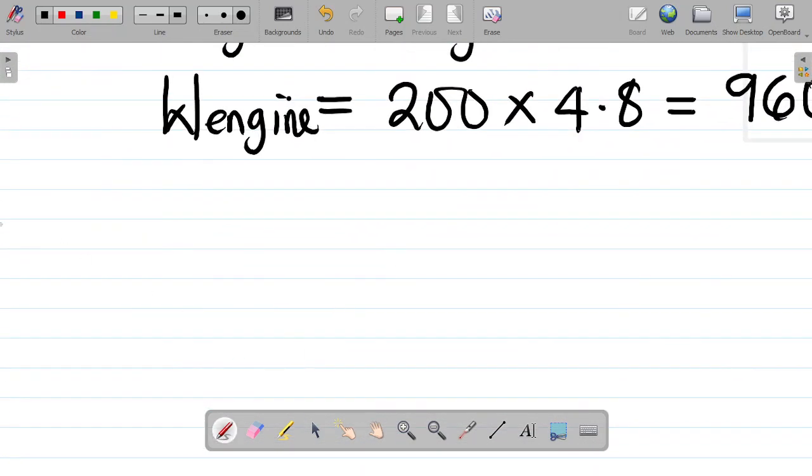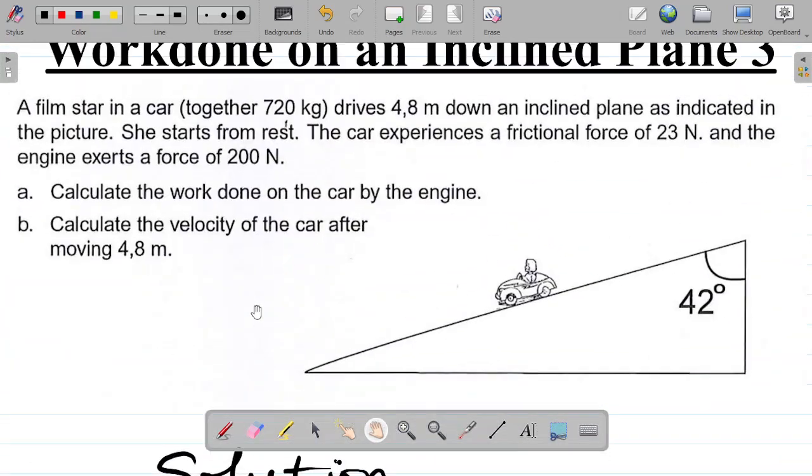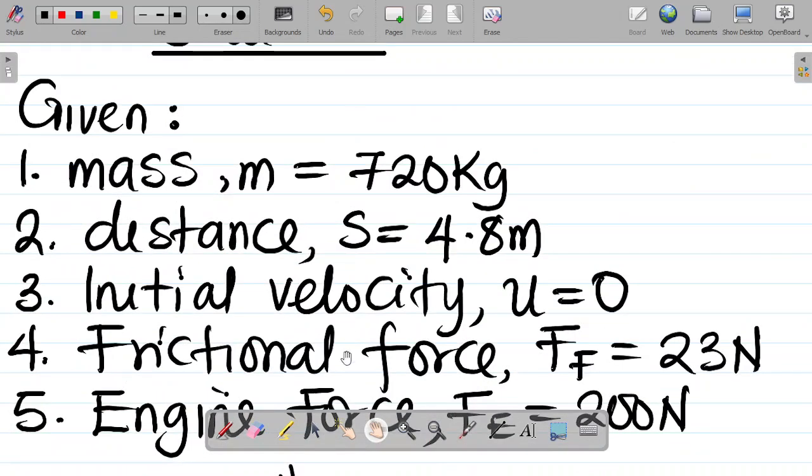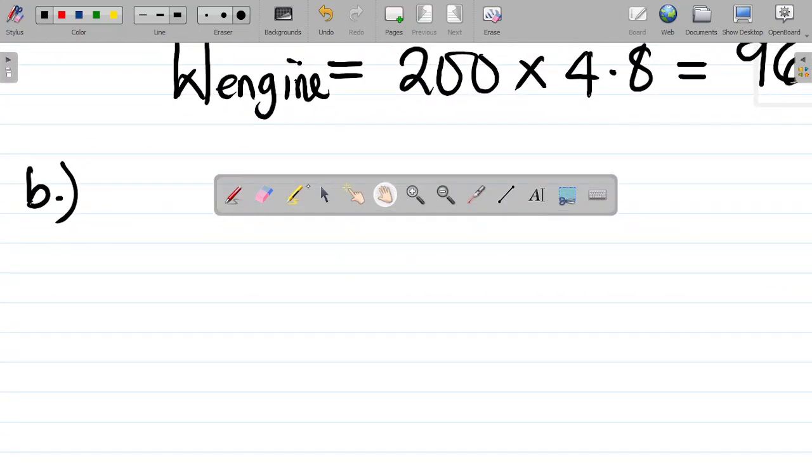Let's get the B part there. What's the B part? The B part there says calculate the velocity of the car after moving 4.8 meters. All right, B part, velocity of the car after 4.8 meters. Let's solve that question.